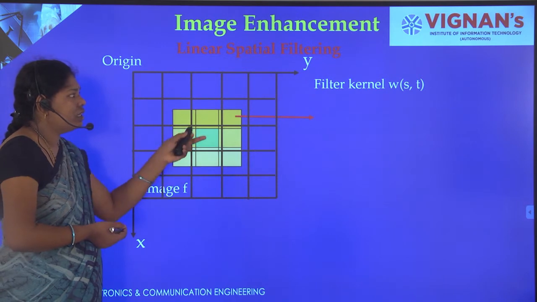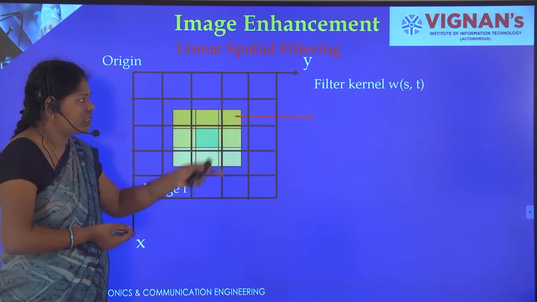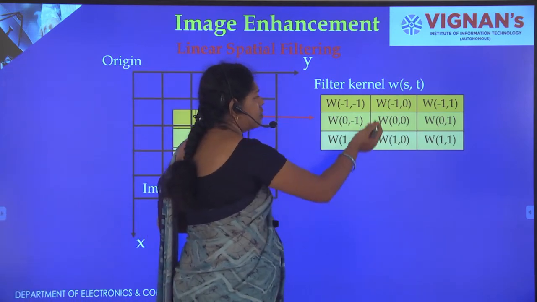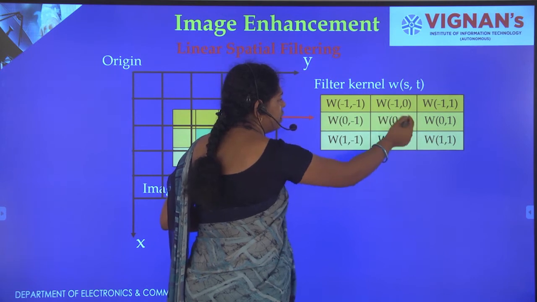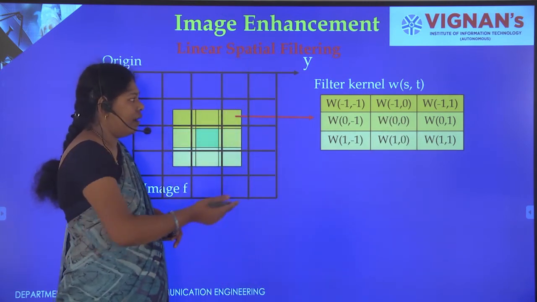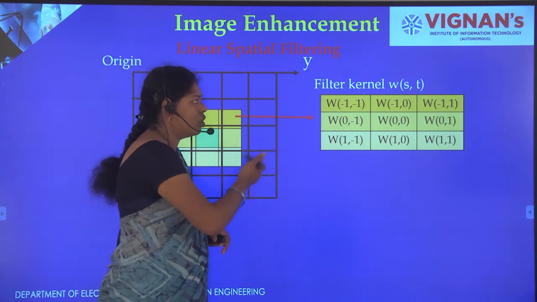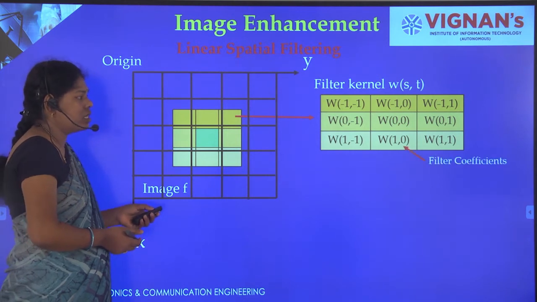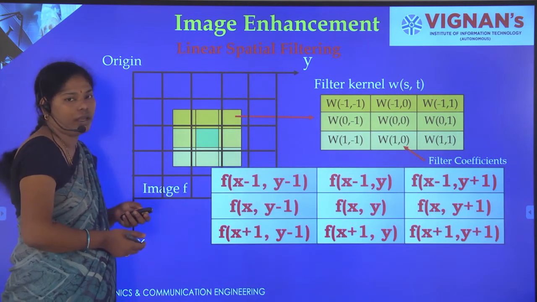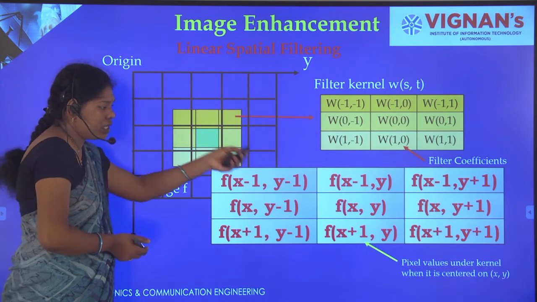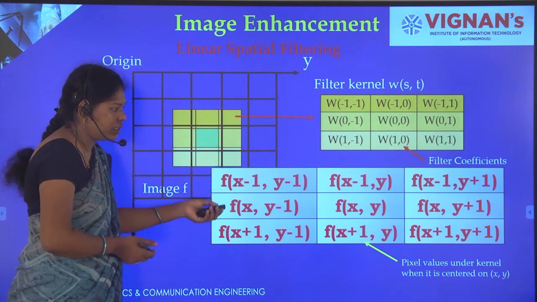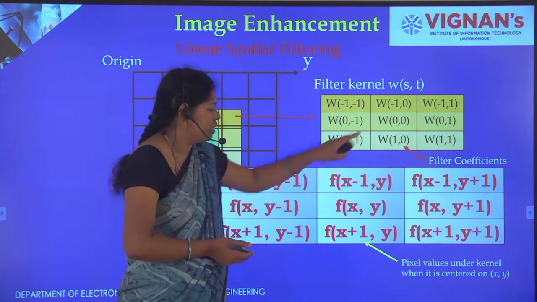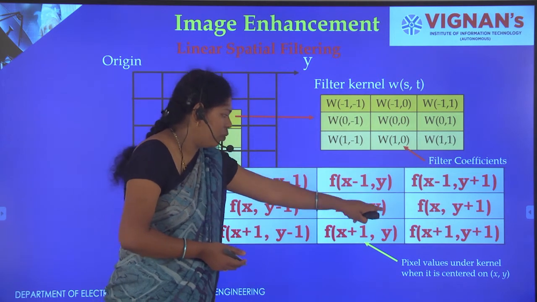The filter kernel we denote as W of s comma t, and the center coordinate we consider is W of 0 comma 0, and with that we place the remaining coordinates. Now this mask is placed over the pixels, that is f of x y. The pixel values under the kernel are centered on x comma y, that is, W of 0 comma 0 is placed on f of x comma y.